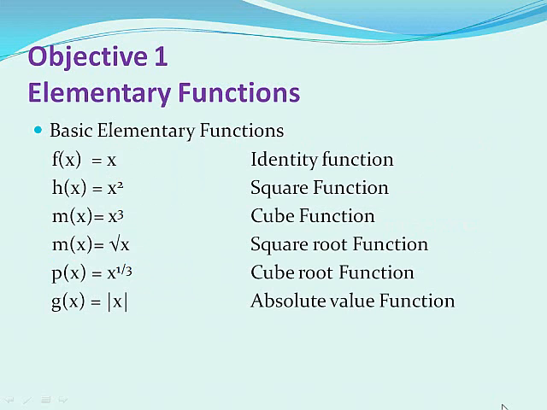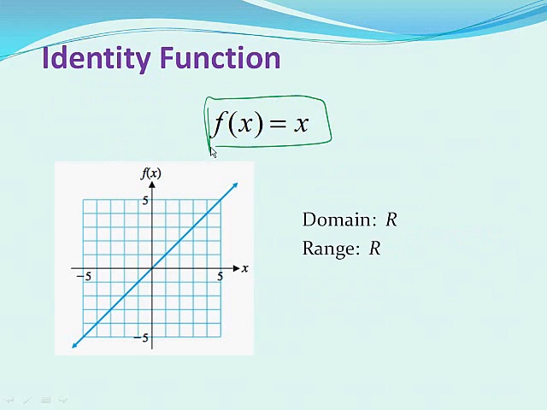Here is a list of 6 elementary functions. Identity function f of x equal to x. This is how the graph will look. The domain is all real numbers. So this R means all reals. The range is also all reals.